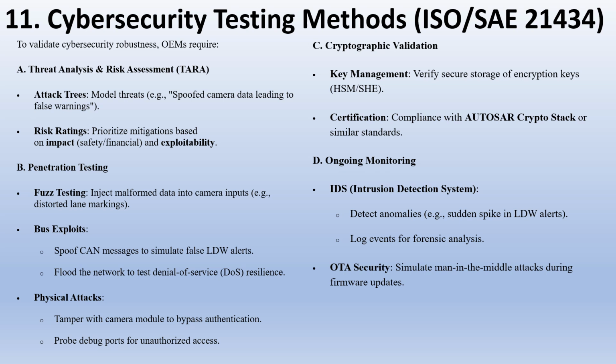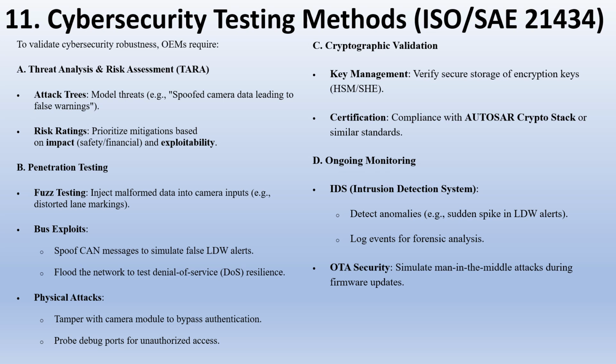Next is ongoing monitoring. This is like proactive monitoring. The proactive monitoring includes IDS, intrusion detection system, to detect anomalies. So if suddenly there's a spike in LDW alerts, the system becomes alert and checks what that sudden spike is about. Log events for forensic analysis. This is more like logging so that later the diagnostic trouble code can be verified.